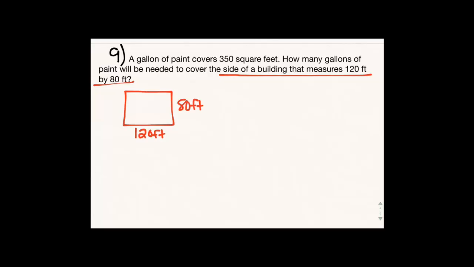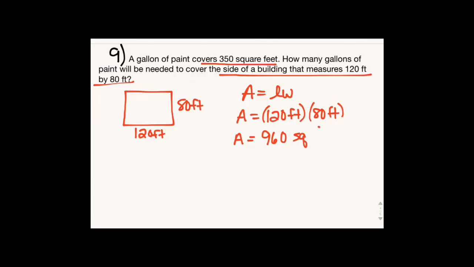And then we also need to know how much paint. So the first thing we have to do, since it says that we cover 350 square feet, tells us that we're looking for area. So area of a rectangle is length times width. So the area of this particular rectangle is 120 feet times 80 feet. And that ends up giving us 9600 square feet. Now, that's the first step.